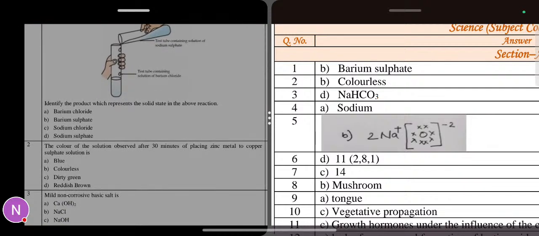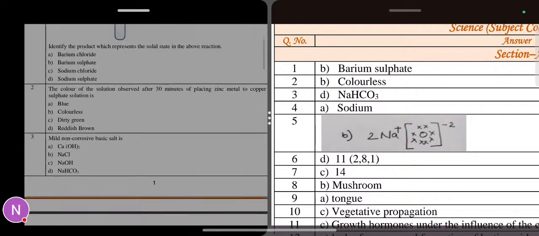Next, second question. The color of the solution observed after 30 minutes of placing zinc metal in copper sulfate solution is option A blue, option B colorless, option C dirty green, option D reddish brown. So the correct answer is option B colorless. Third question. Mild non-corrosive basic salt is Ca(OH)2, NaCl, NaOH or NaHCO3. So the correct answer is option D NaHCO3.